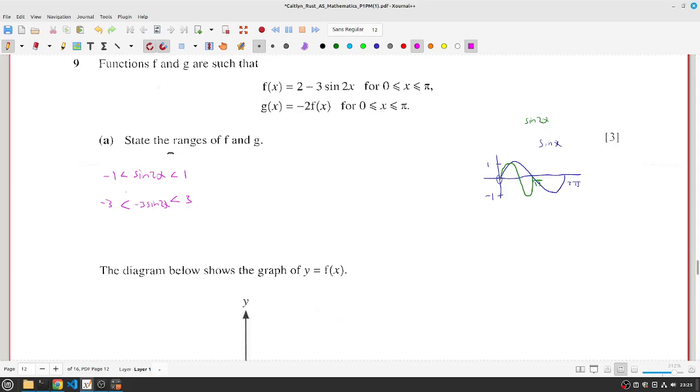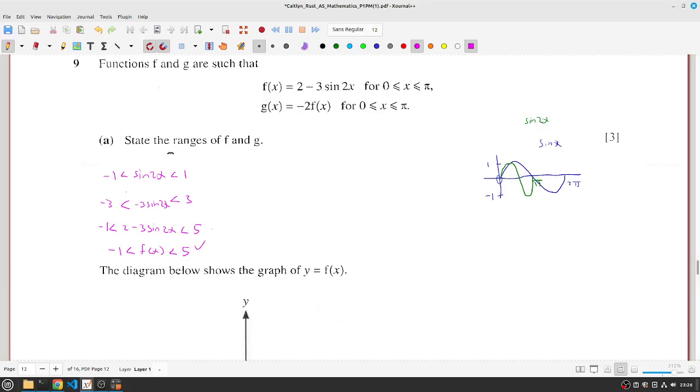Okay, then what do we also need to do? We need to add 2. So we add 2 to every side. So negative 3 plus 2 is negative 1. Negative 3 sine 2x plus 2 is 2 minus 3 sine 2x. And 3 plus 2 is 5. So that is our range, from negative 1 to 5. And let's just write it in the way they want. They want it for f(x), so that whole thing is f(x). So f(x) is between negative 1 and 5.